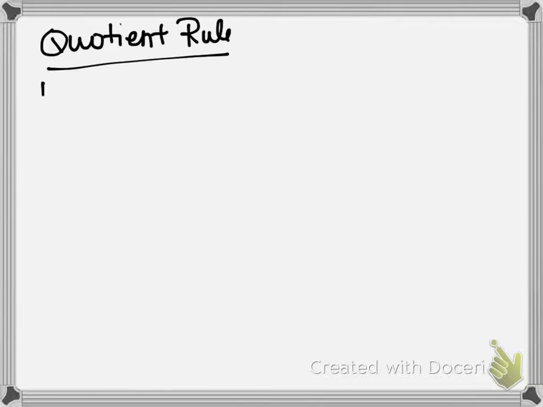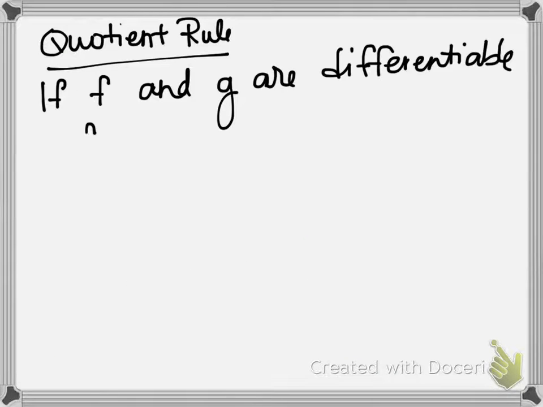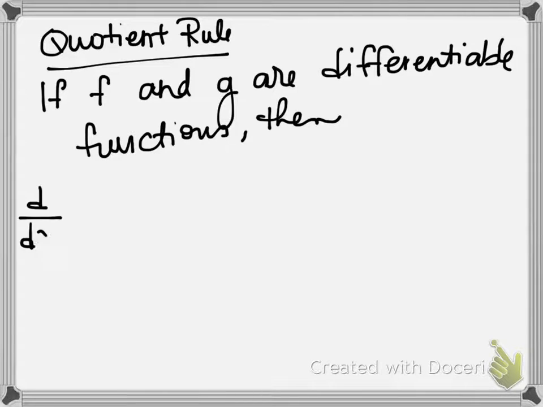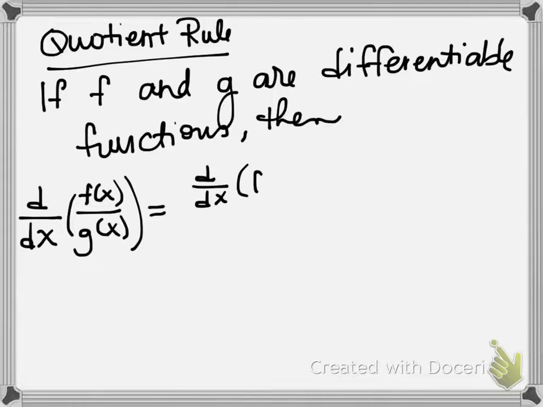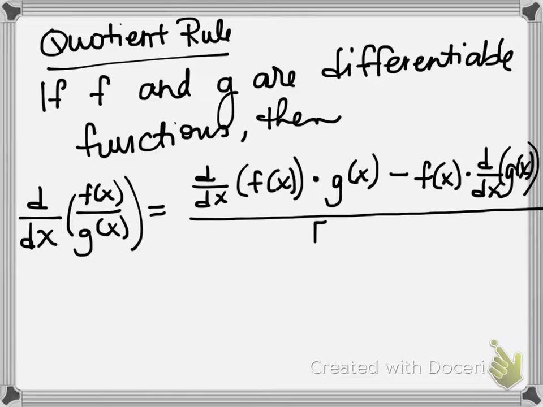So the other one is the quotient rule. Again, we have to start out with two differentiable functions, and I want to find the derivative of their quotient. So I want to find the derivative with respect to x of f of x over g of x. And to find the derivative of a quotient, it's more complicated than the product. So we take the derivative of the first function times the second function, minus the first function times the derivative of the second, divided by the second function squared. So it is actually quite a bit more complicated.